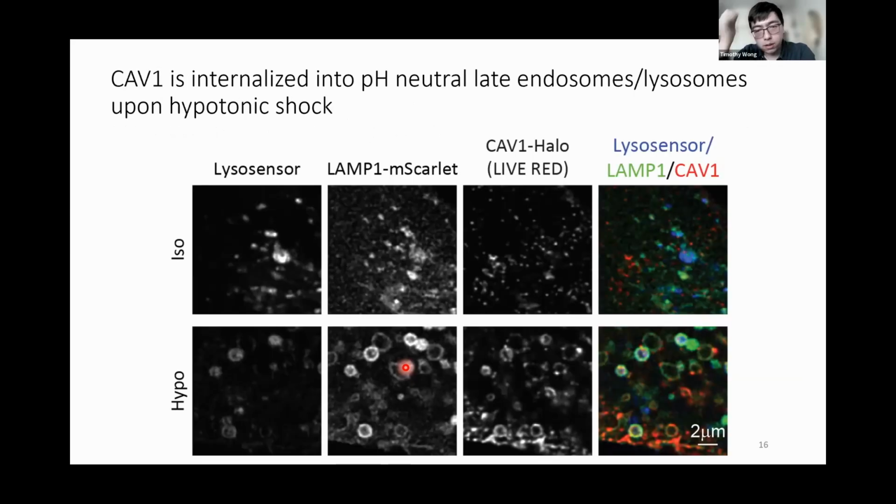So that was quite an interesting result. We did look into the literature afterwards, and what we found was that with lysosomes, there was a 2020 PNAS paper that demonstrated that upon hypotonic shock, the lysosomes will actually swell up, and this is necessary for helping the cell to survive the mechanical stress. So it seems like our CAV1 is being internalized into these structures, and may have some function there as well.